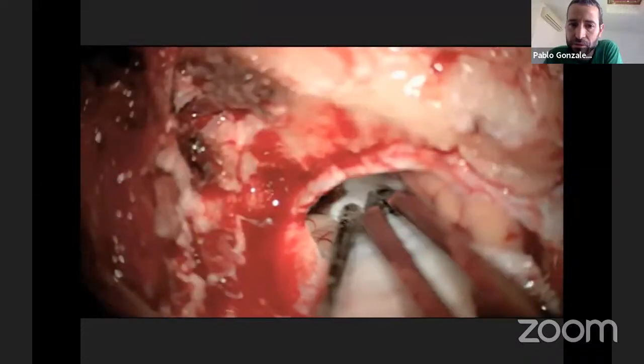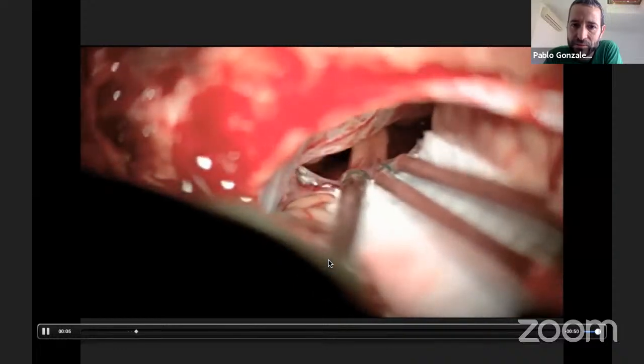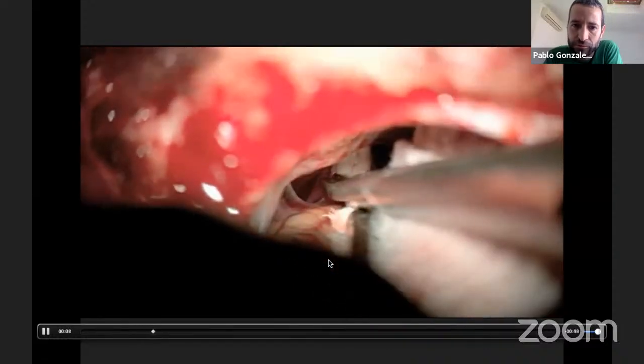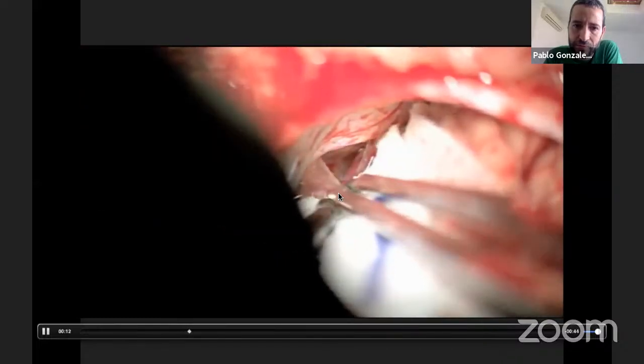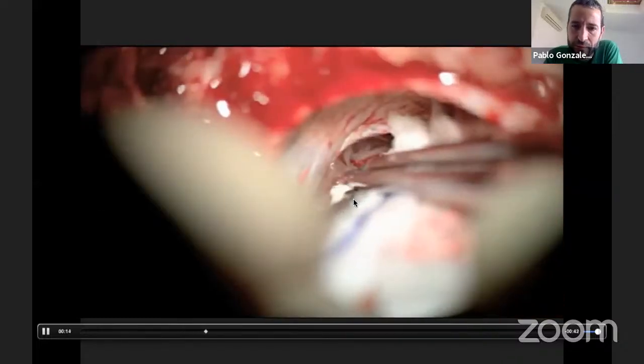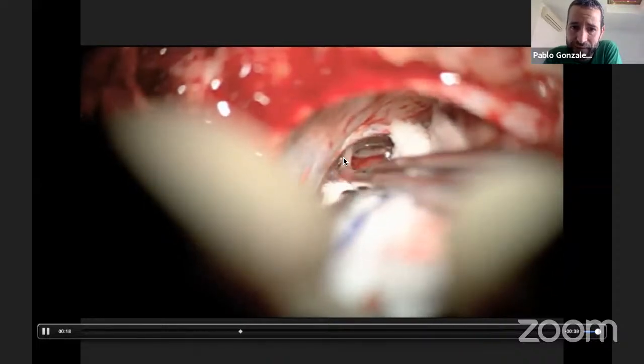So again, retrosigmoid approach, we release CSF and we start working, opening cisterns to gain as much space as we want. Now we are cutting arachnoid. This is the 7-8 complex. Now we are going down. And we can see the glossopharyngeal nerve in the cisternal. This is the cisternal compartment of the glossopharyngeal nerve.